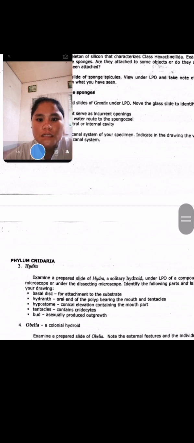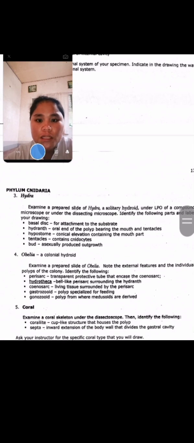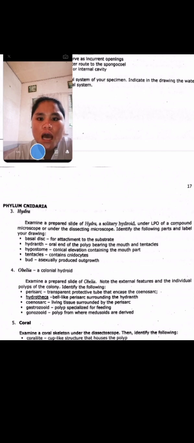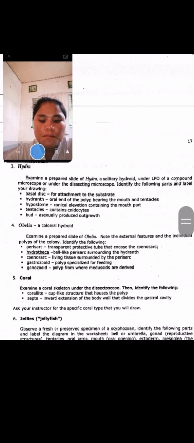Phylum Cnidaria, Hydra. Examine a prepared slide of Hydra. Solitary, with a basal disc, Hydra, hypostome. Obelia is a colonial hydroid. Perisarc, the transparent protective tube that encases the colony. The phylum Cnidaria includes Hydra, Obelia, corals, and jellies or jellyfish. Use this to identify where each part is.